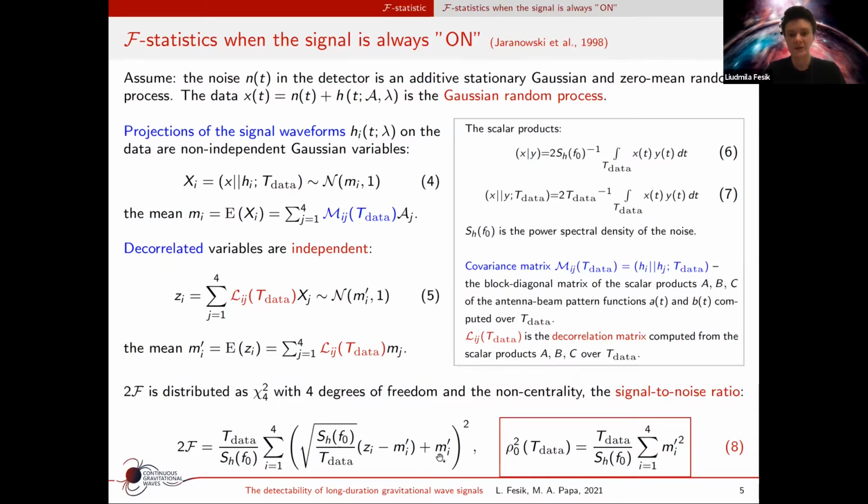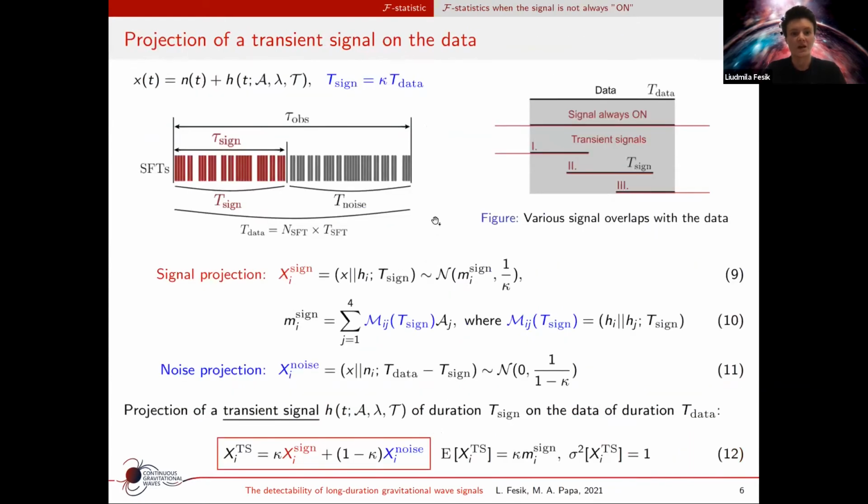If we consider the transient signal, when the signal is not always on in the data, then we subdivide all the data duration into two parts: the part that contains only the noise and the part that contains noise and signal. I give here the statistics based on two segments, the segment with the noise and the segment with the signal. I'd like to note that if the data has gaps, we distinguish between the observation span, the signal time span, which is just the end time of the data minus the start time of the data, and the data duration. The data duration is the number of SFTs used in the data multiplied by the duration of each SFT, typically 1800 seconds.